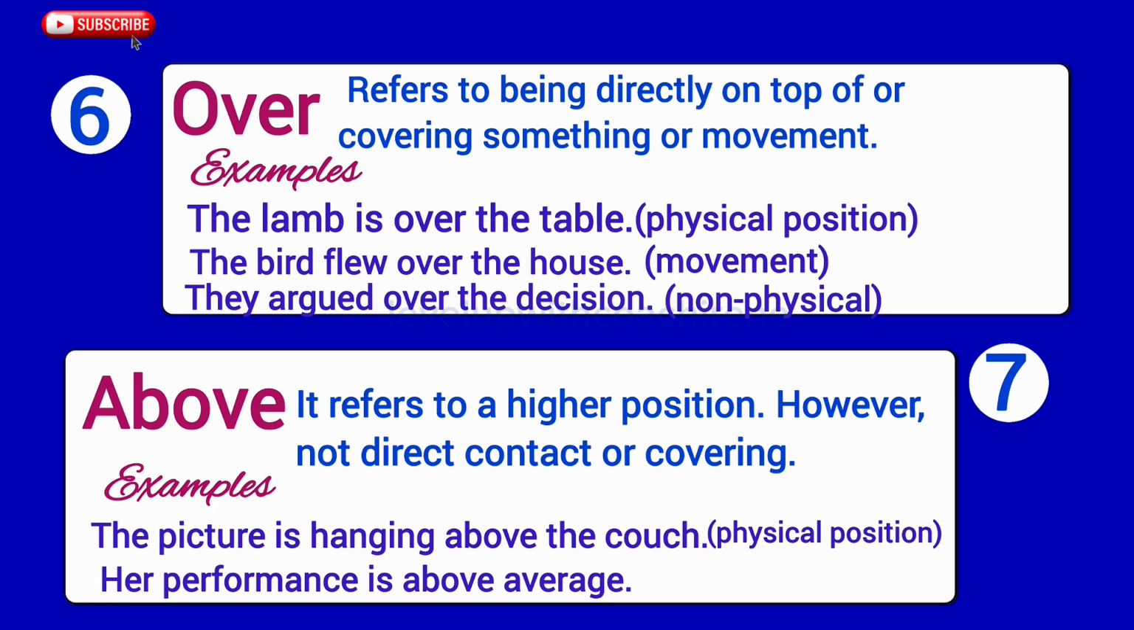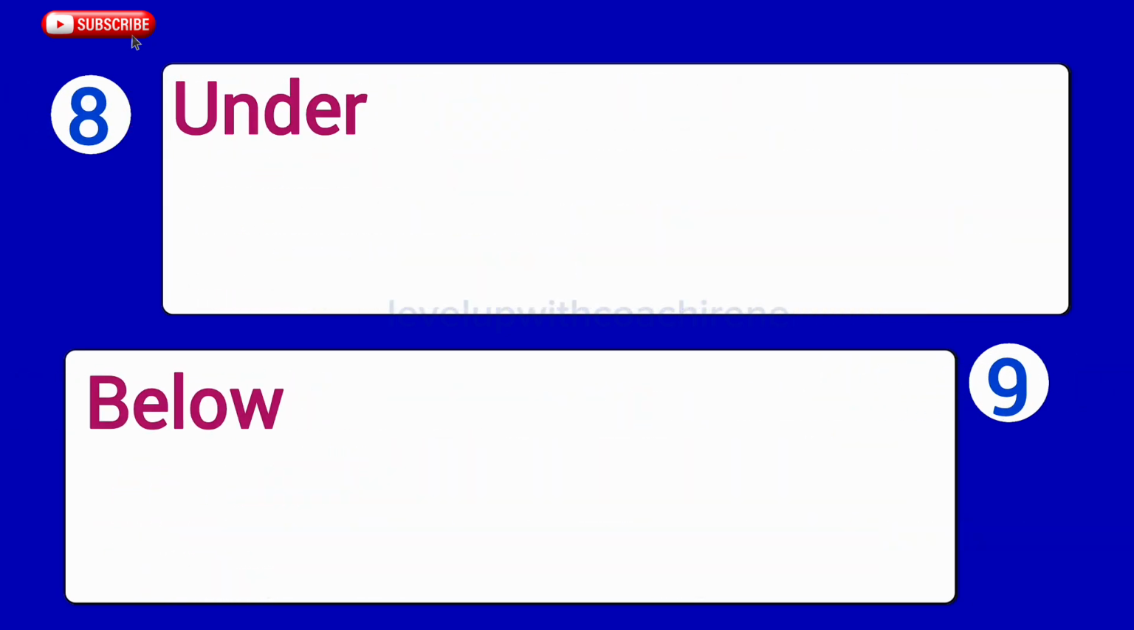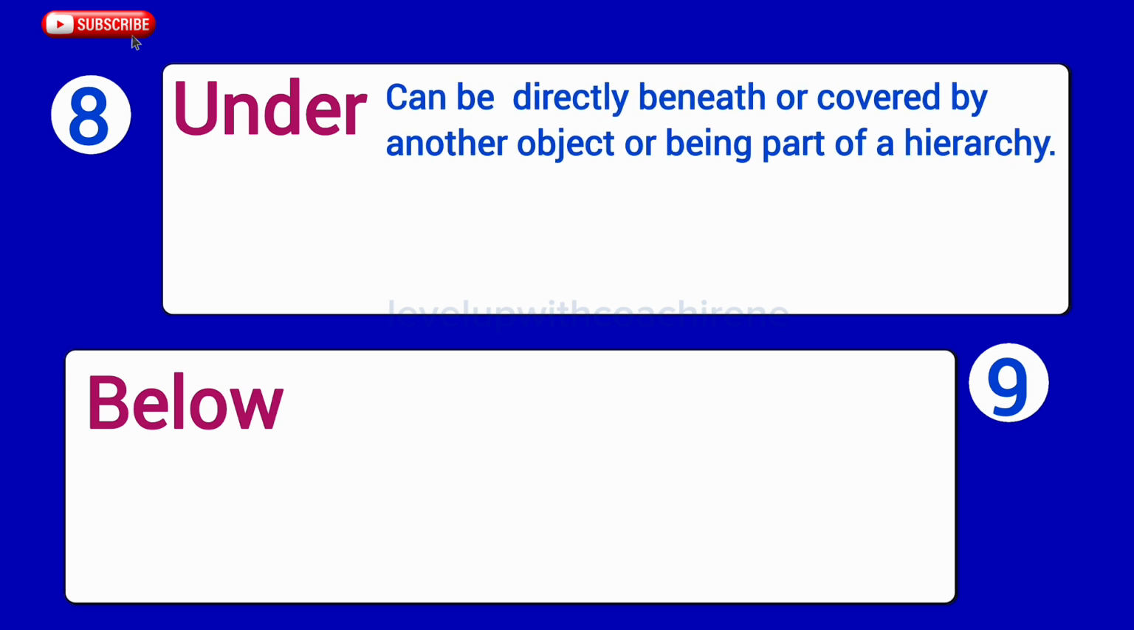Let's look at another pair, under and below. The prepositions under and below both refer to something being in lower position. However, they have slightly different uses and connotations. Under refers to something being directly beneath or covered by another object, often with a sense of being in contact or close proximity. It can also imply being part of something in authority or hierarchy.